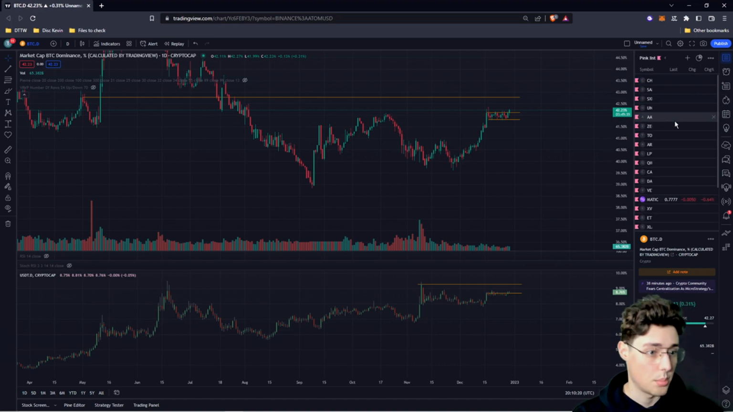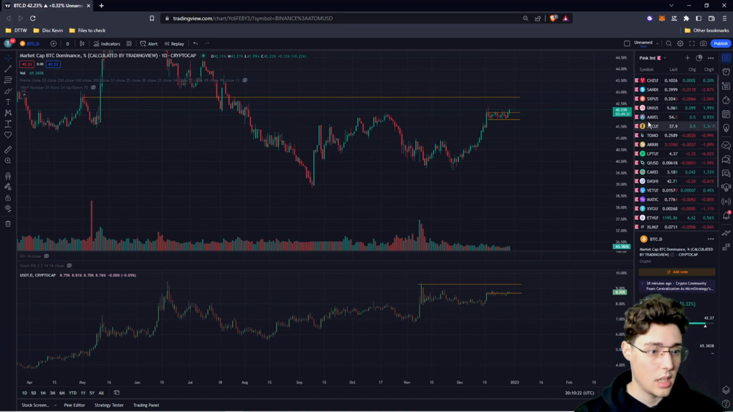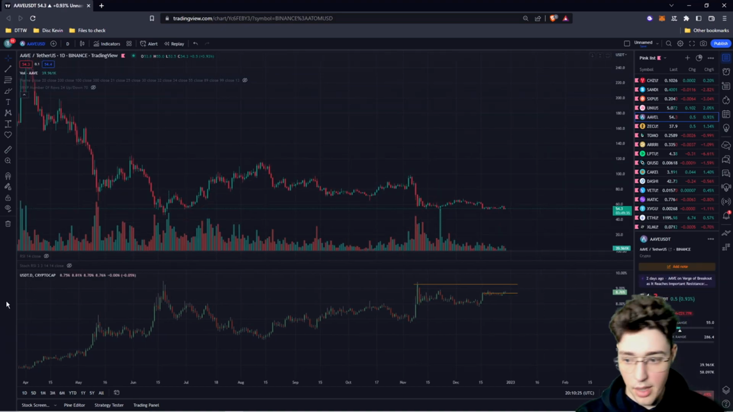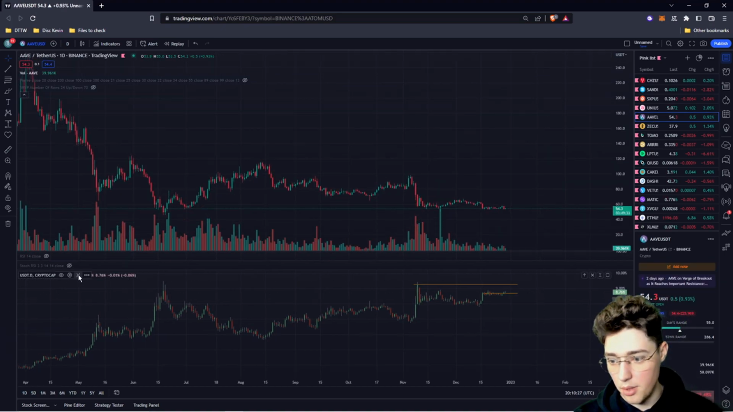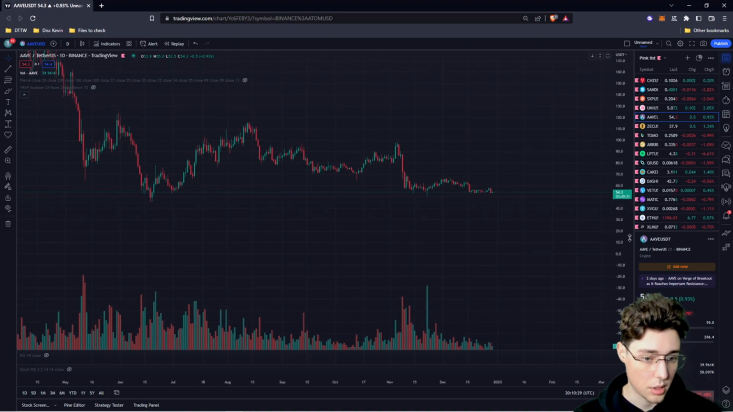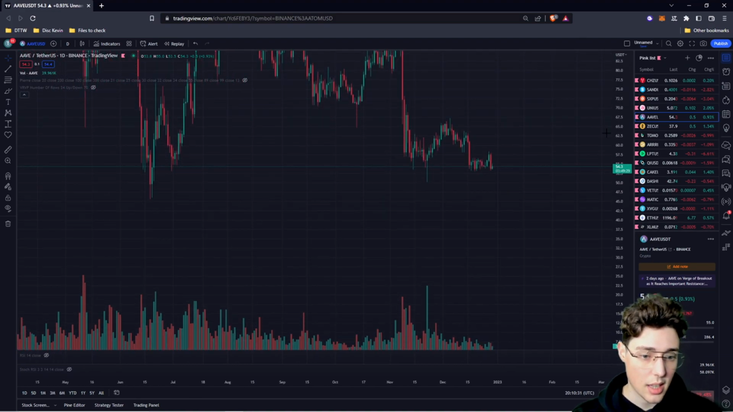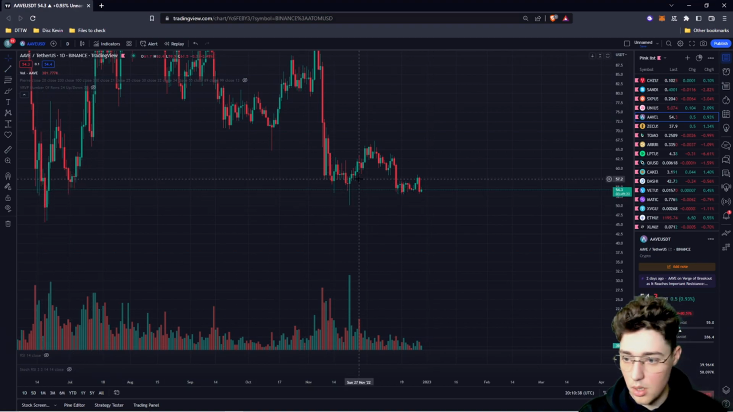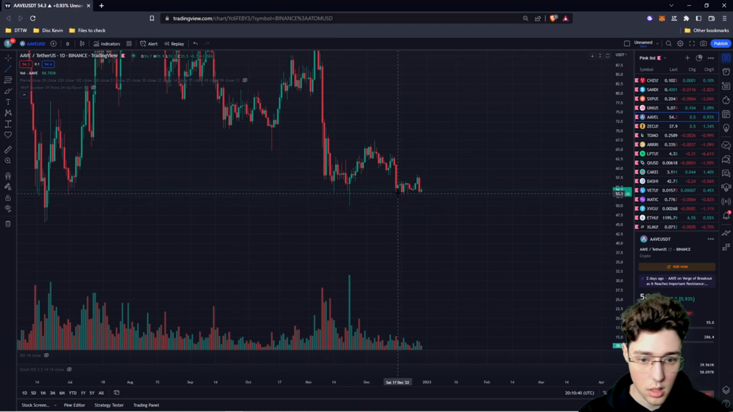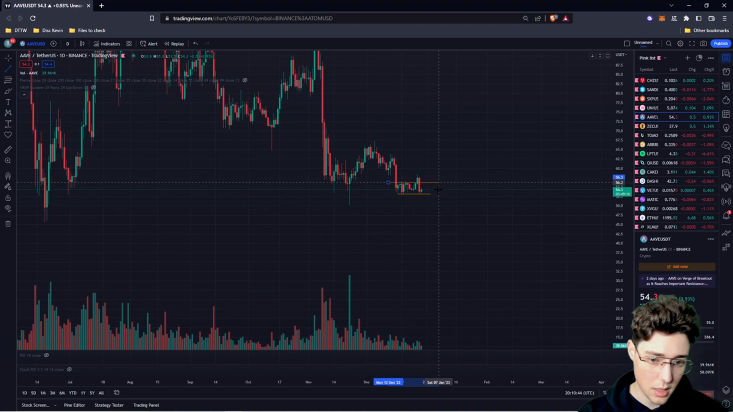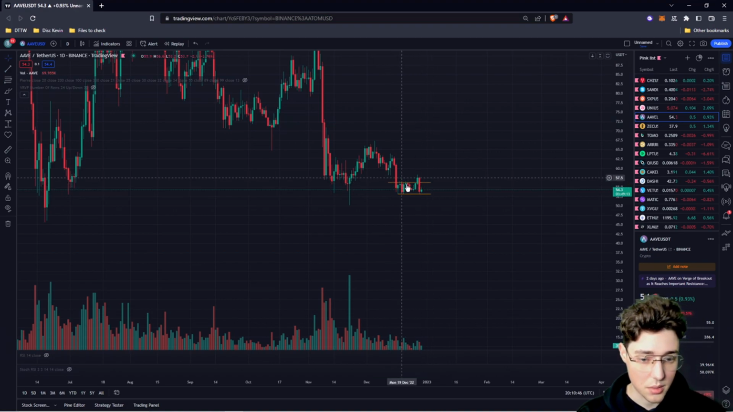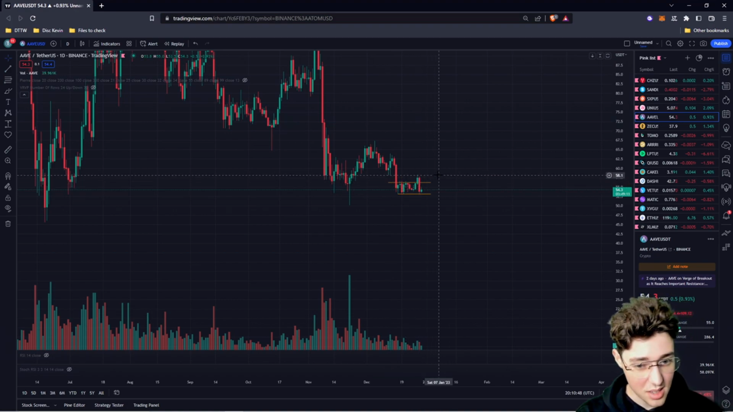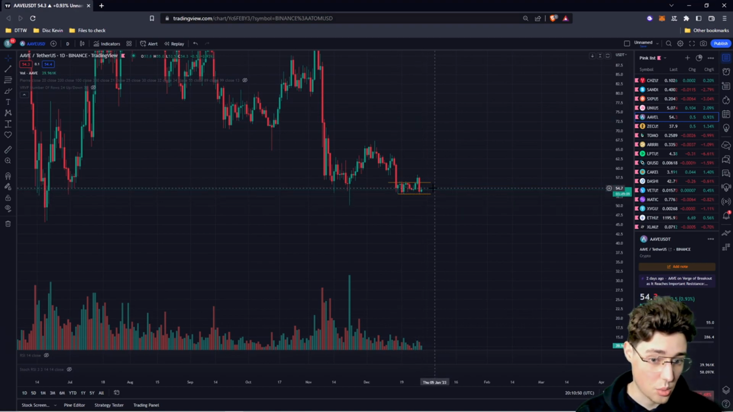Speaking about alts, perfect segue. Here, let's have a look at AAVE, for instance. We can toss out the USDT dominance for the moment, but we see that AAVE is actually fairly stable. AAVE just kind of does what AAVE does. We see here there's a decent support. It did manage to fail breaking out of its resistance. So it's not looking great, but at least it's managing to hold.